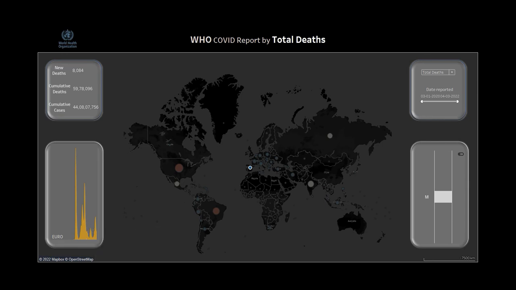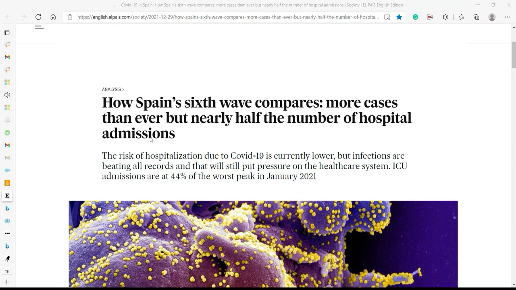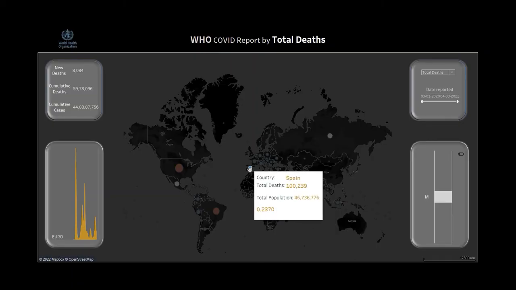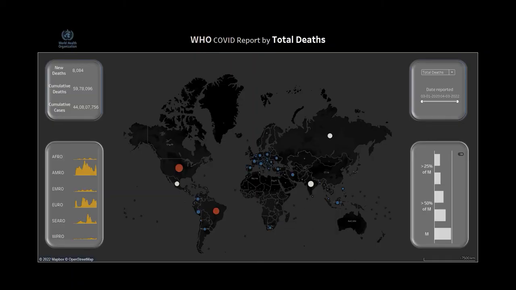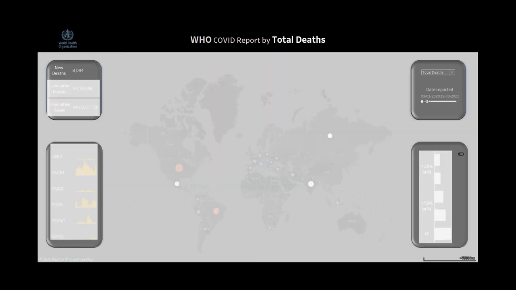And in order to back that, let me show you one article. Now here is the article: how Spain's sixth wave compares, more cases than ever, but nearly half the number of hospital admissions. So let me come out of this. This explains the article.